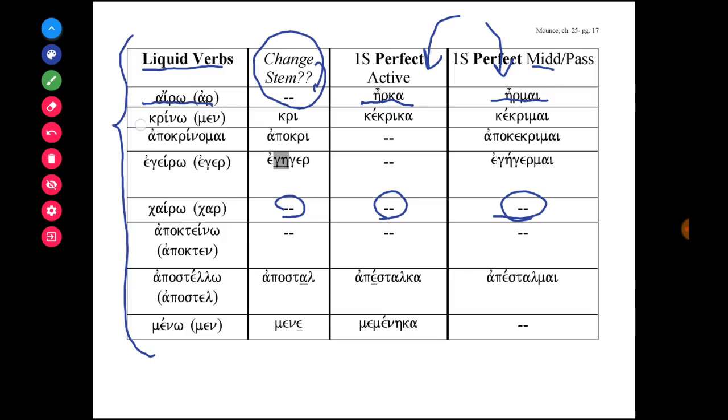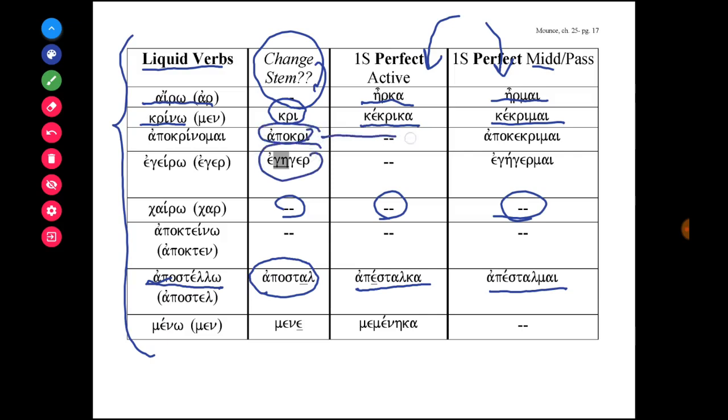We also went over krino and showed that it has a stem change, kri, and so its perfect form is kekrika and kekrimai. We also went over apostello, and we showed that its stem change is apostal. So to say I have sent is apostalka. To say I have been sent is apostalmai. And so go over all the liquid verbs you know so far, note the stem change, and note what form of the perfect shows up in the New Testament. So do it for these verbs and the additional verbs that are listed on your handout, not shown here.